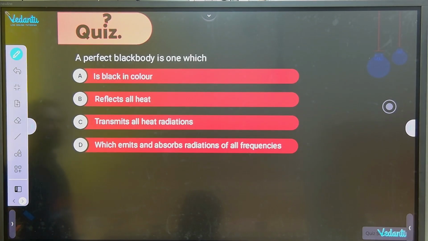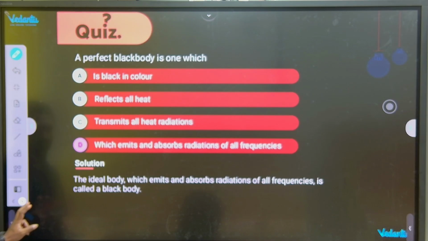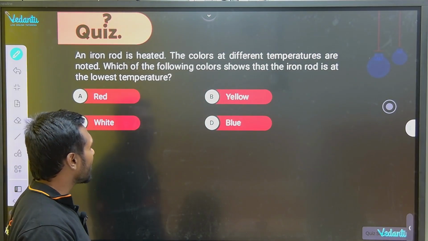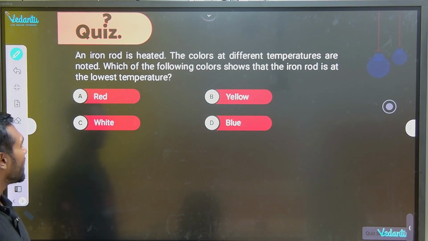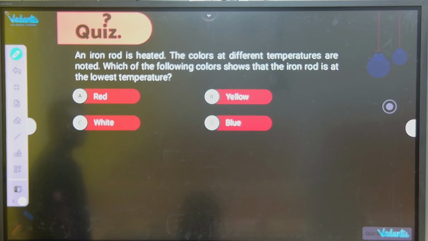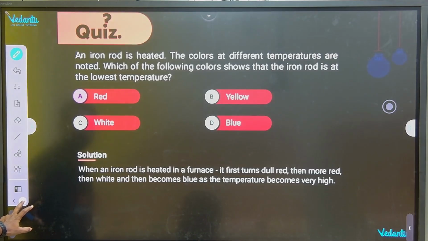You know this one. The perfect black body is one which emits and absorbs radiations of all frequencies. Next one. An iron rod is heated and the colors at different temperatures are noted. Which of the following colors shows that the iron rod is at the lowest temperature? That is dull red. Since dull red is not there, we will take red here.